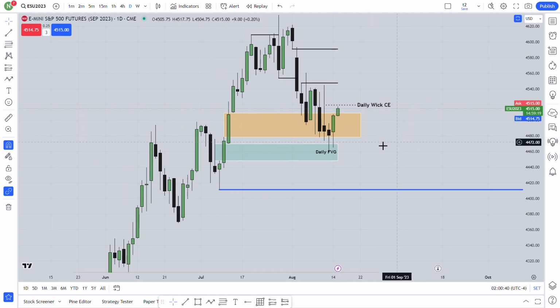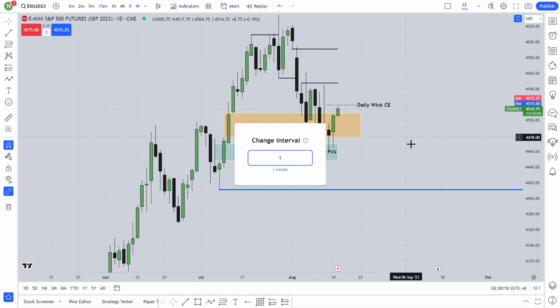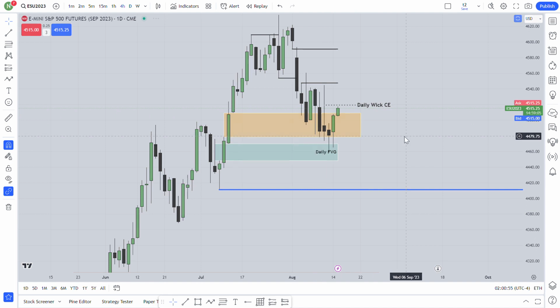So that's all about it. Okay, this is the daily week C. This week, the premium week, this is the C of the premium week. Remember this level. Let's go to the hourly. Before that, I'll go to the 4 hour.